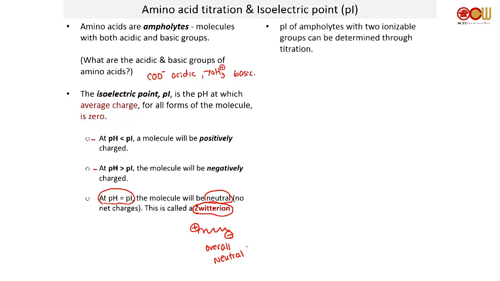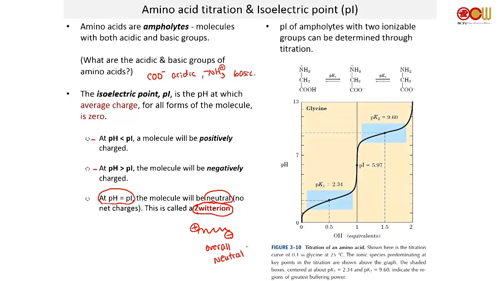Okay? All right. So the pI of ampholytes with two ionizable groups can be determined through simple titration. Okay? What does that mean? All right. First of all, let's take this amino acid as an example. This is glycine. Again, glycine. Glycine has 2 pKa. 1 pKa is the acid proton, and the other pKa is the protonated amino group proton. Okay, so you got 1 pKa, 2 pKa.